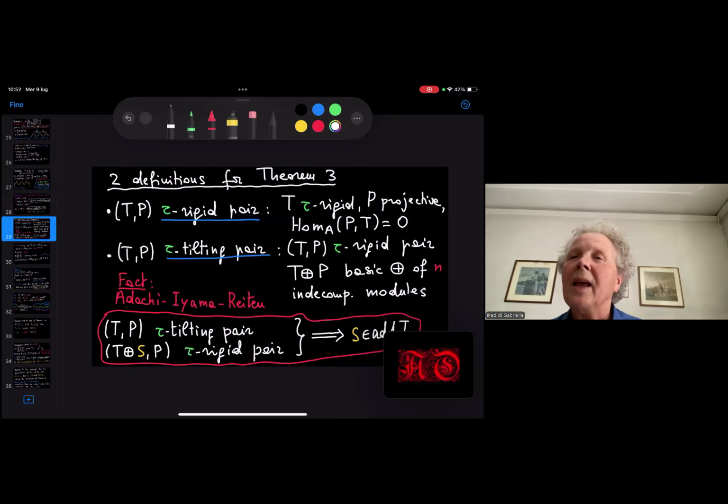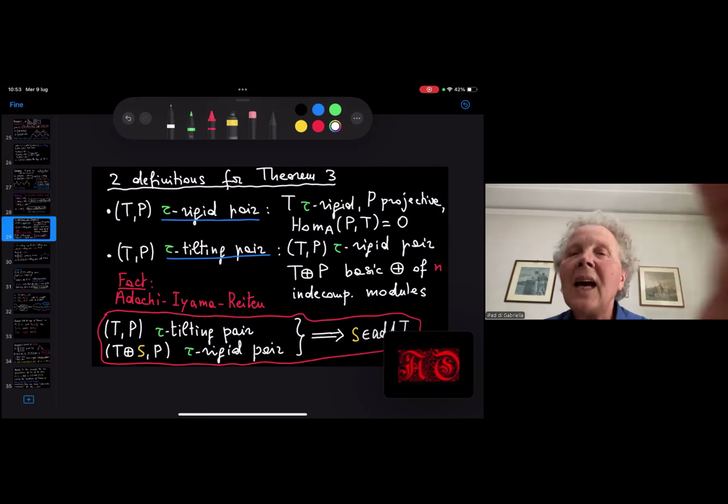tau-tilting modules. Now, the last definition for theorem 3, not of modules, but of pairs of modules. A pair TP is tau-rigid if the module T is tau-rigid, the module P is projective, and if there are no maps from P to T. Moreover, a pair of the form TP is a tau-tilting pair if it is tau-rigid, and if the direct sum of T and P is a basic direct sum of n indecomposable modules.